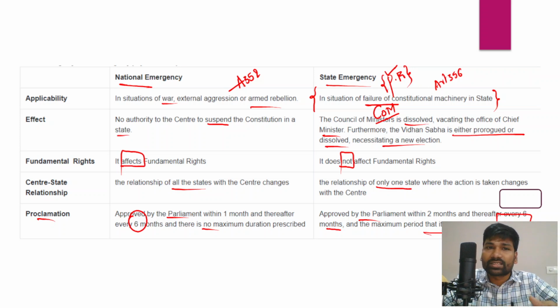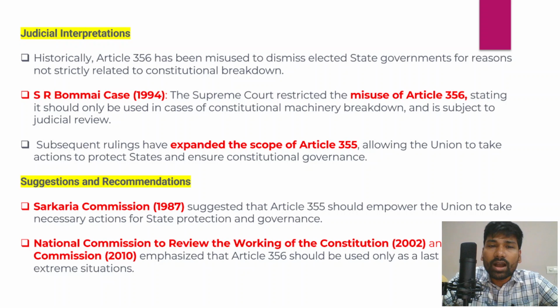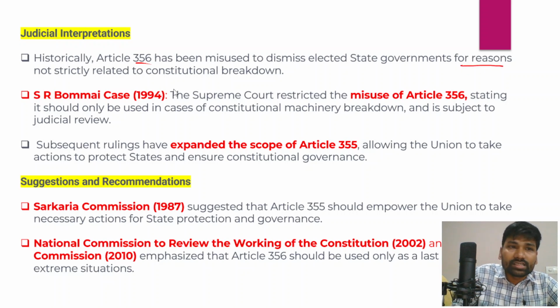And these are the basic differences between the national emergency and the state emergency. However, what are the judicial interpretations with respect to misuse of Article 356 of the Indian Constitution? If you look at the judicial interpretations, historically Article 356 has been misused time and again, and there were a lot of accusations and allegations by the respective state governments over the misuse of Article 356 by the center to dismiss elected state governments for reasons not strictly related to the constitutional breakdown.